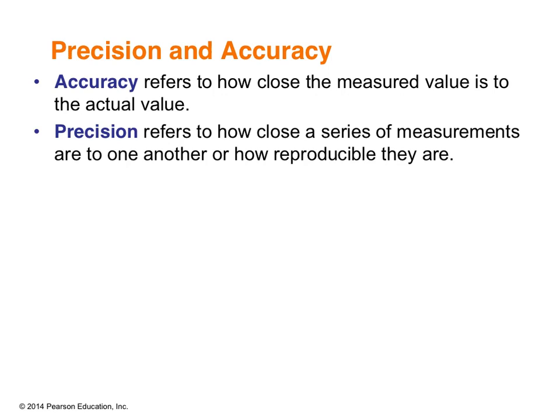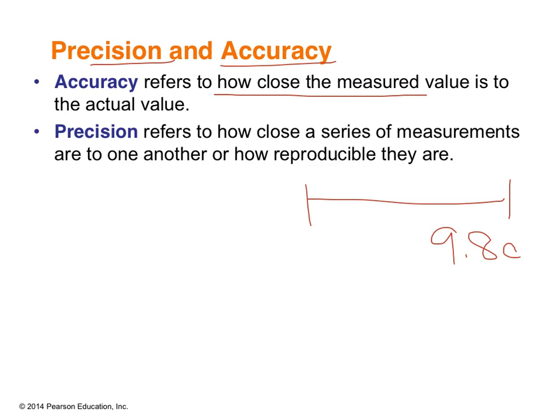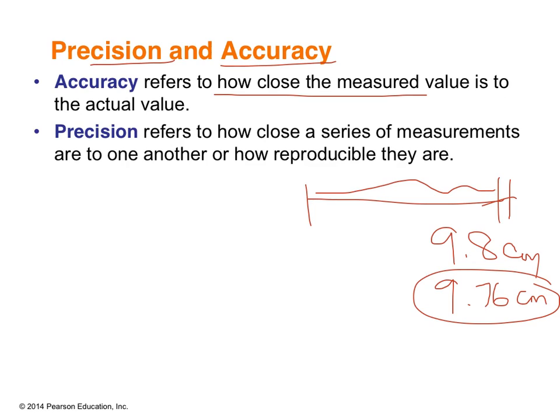Now once you make measurements, there are two aspects to that measurement: precision and accuracy. Accuracy, like it says on this slide, refers to how close the measured value is to the actual value. Suppose you're measuring a string that is 9.8 centimeters in length. If your measurement says that the length of the string is 9.76 centimeters, then you are pretty close to the actual value.